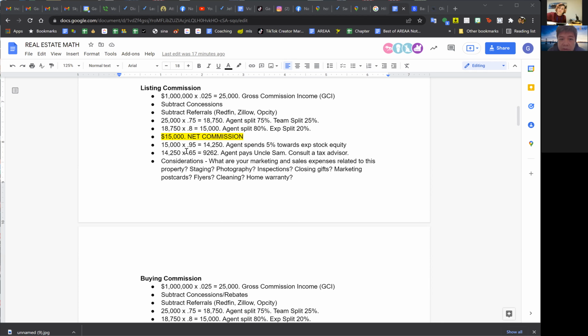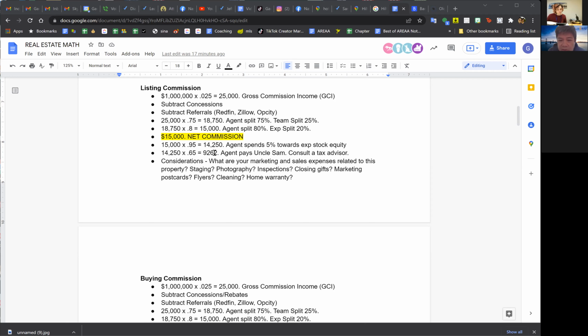The government doesn't take this. You have to send it in yourself. This is assuming 35%, but you should practice good accounting. If you spent all 14,250 of this at the end of the year, you're not going to have money to pay Uncle Sam. So it's best that you do good financial practice and put money into different accounts.